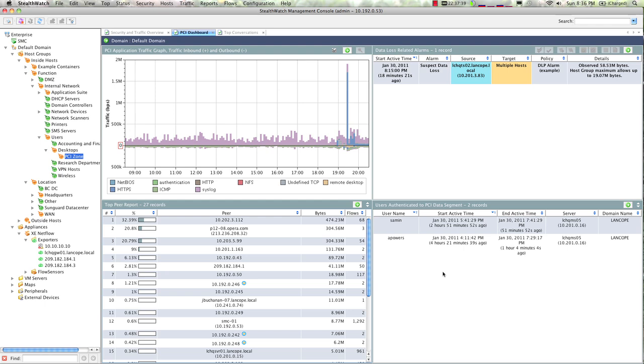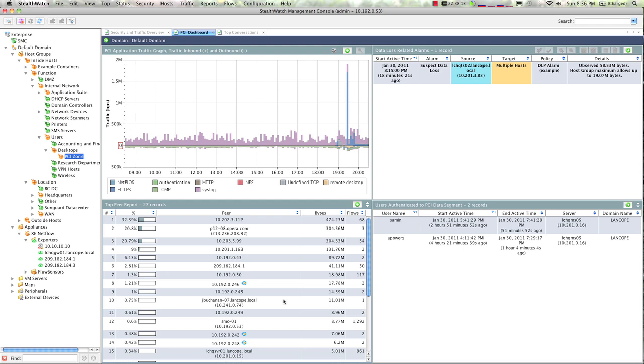course of the day. So we've got an audit history of who's accessing these resources, as well as what machines have passed the most data to and from this particular system over the course of the last day. Now this is a great way to report on the traffic directly into and out of the PCI dashboard and alarms directly affecting these resources.